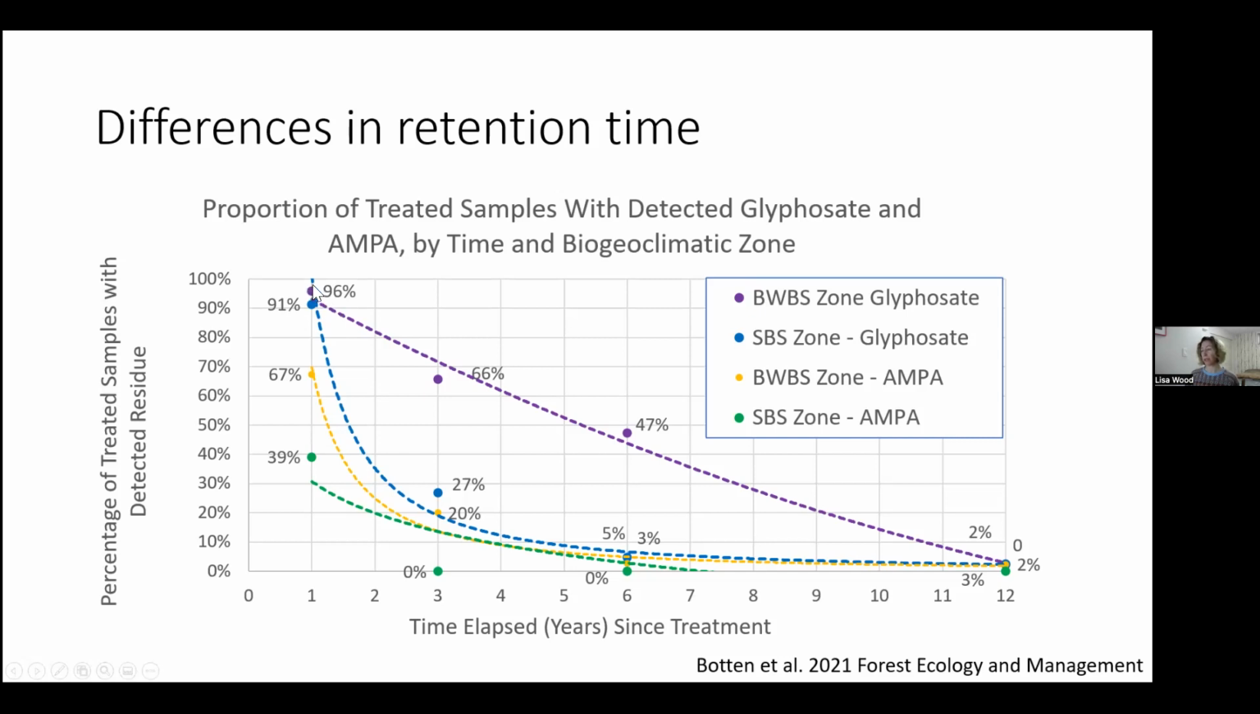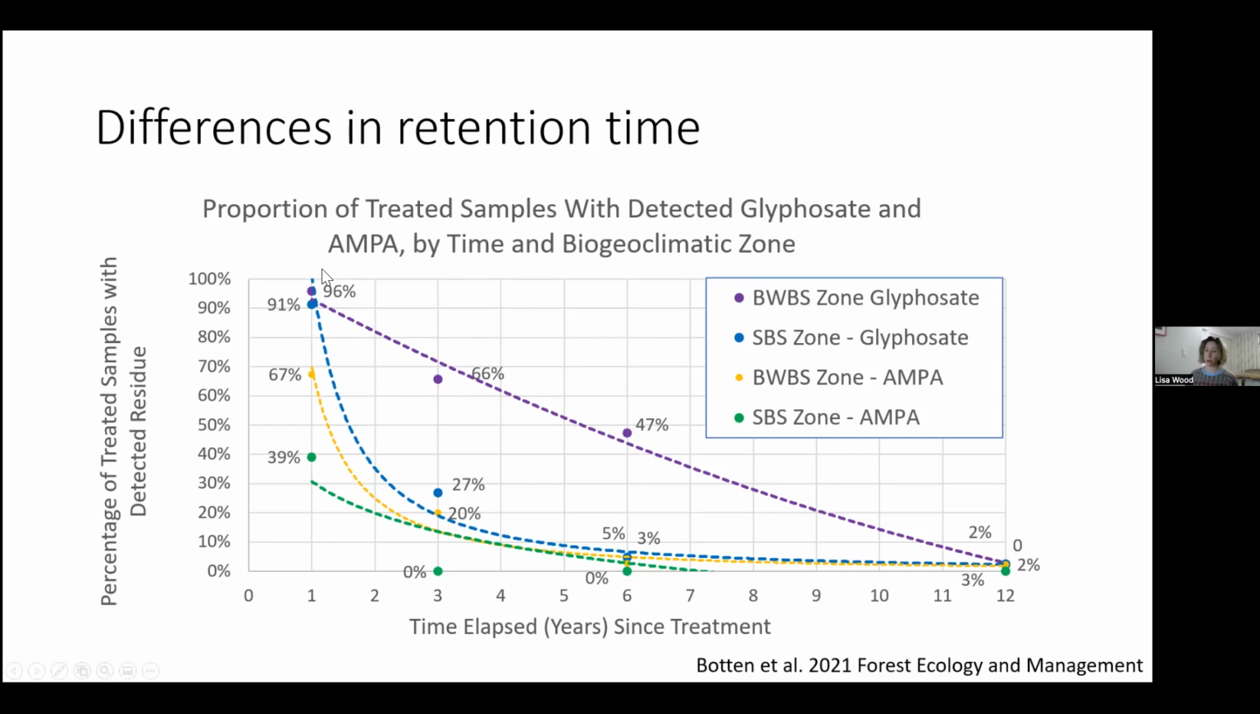And then you can see the trajectory of degradation here in the BWBS. By 3 years post, we have 66% of samples that still have glyphosate. By year 6, almost 50% of samples still have glyphosate, which is quite a surprising finding. And then down to 2% by 12 years.